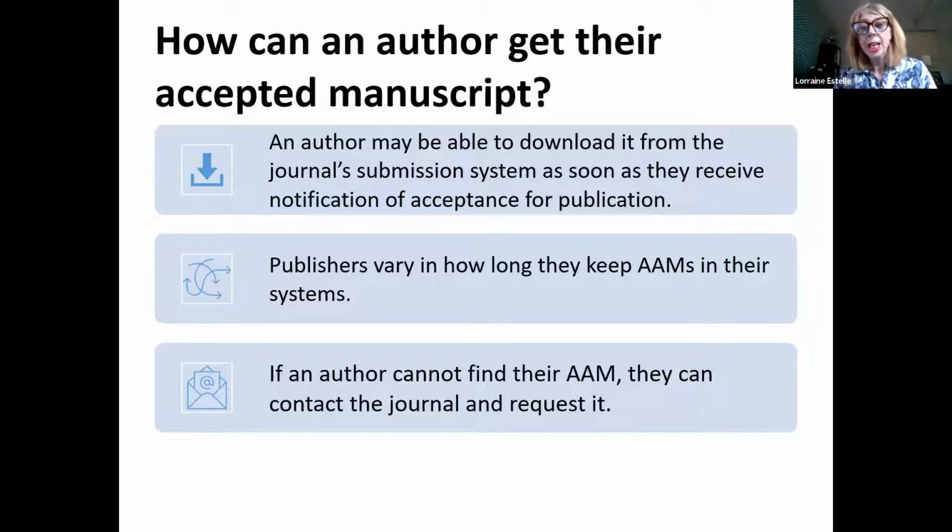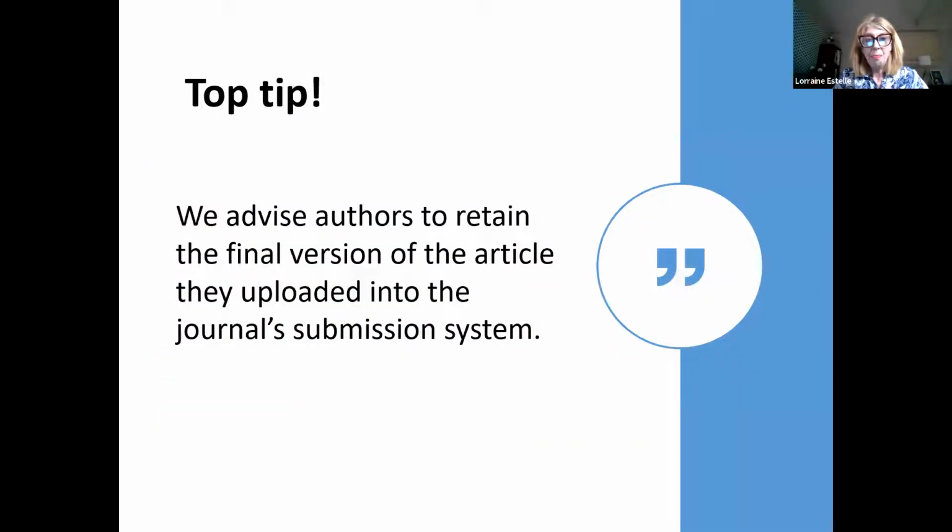Now, if an author goes to the publisher's submission system and they cannot find their AAM, they can contact the journal. It's usually the editor of the journal, and they can request it. But we do have a top tip here, and our top tip is to advise authors to retain the final version of the article they uploaded into the journal's submission system.